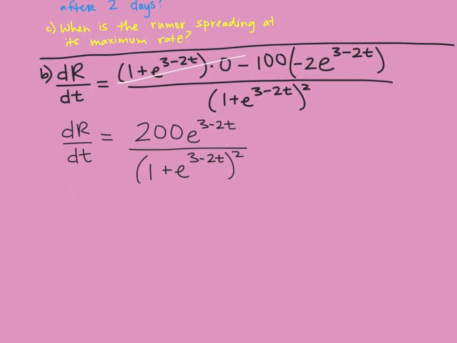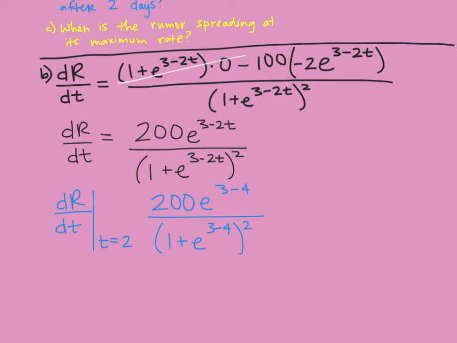So we want to plug in 2. So we want to find dr dt at 2. So we're going to plug in 2 everywhere there's a t. So we'll have 200 times e to the 3 minus 2 times 2 all over 1 plus e again to the 3 minus 2 times 2. So 3 minus 4 and then squared. So what I'm going to do is just replace these 3 minus 4s with negative 1 and use my calculator. So let's use our calculator and see what we get.